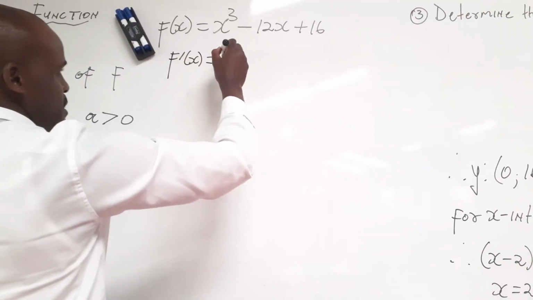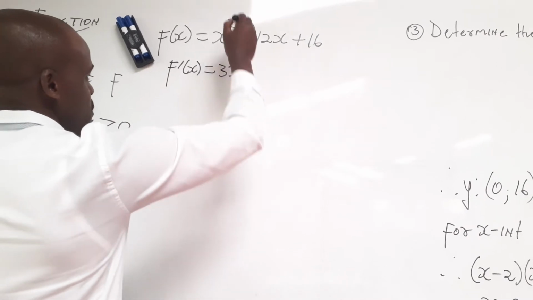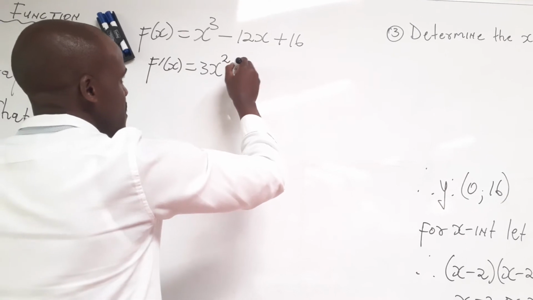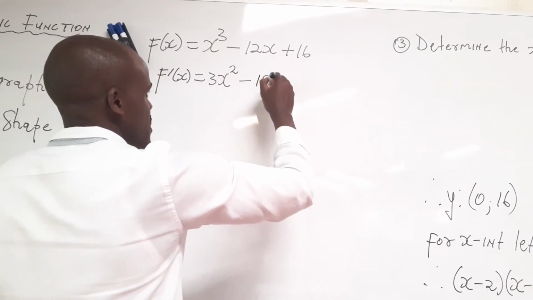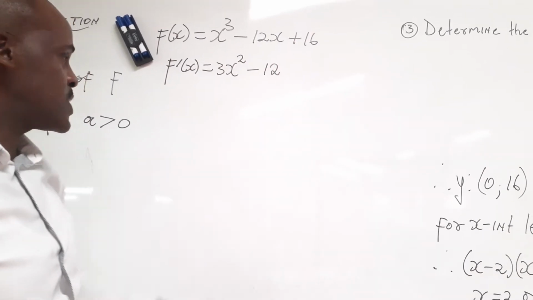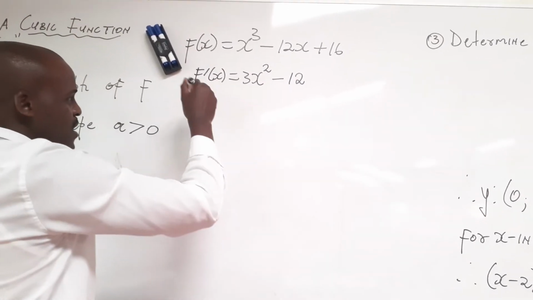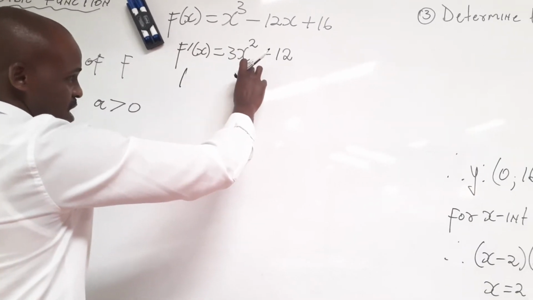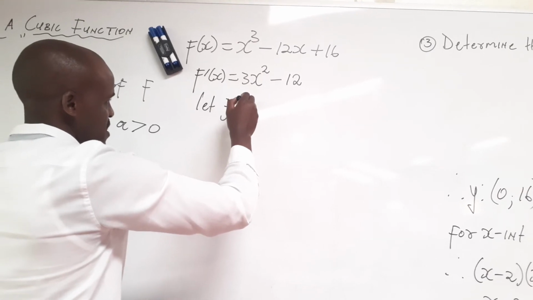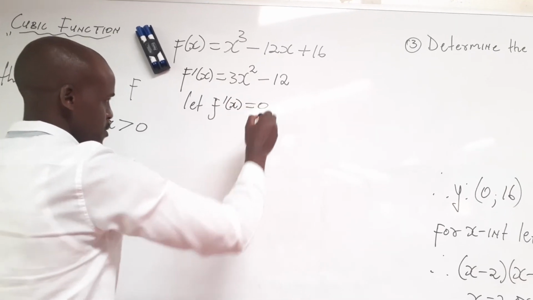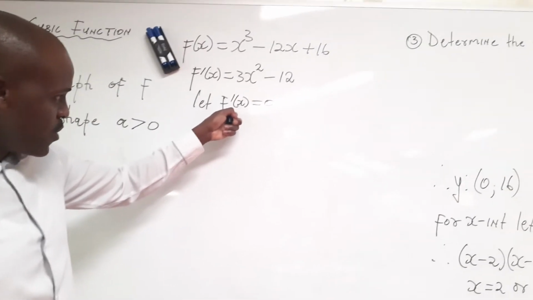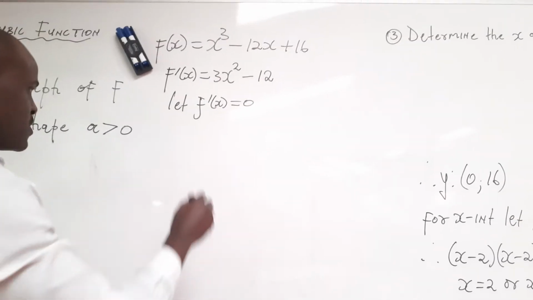3 times 1 here, it's 3. And then we subtract 1 up there. So we are going to have 3x squared minus 12. We derive with respect to x, so we forget about 16. And then after, this is a gradient at the turning point. So we let the gradient be 0. The gradient of a tangent at a turning point is equal to 0. Therefore, we are going to let the derivative be 0.